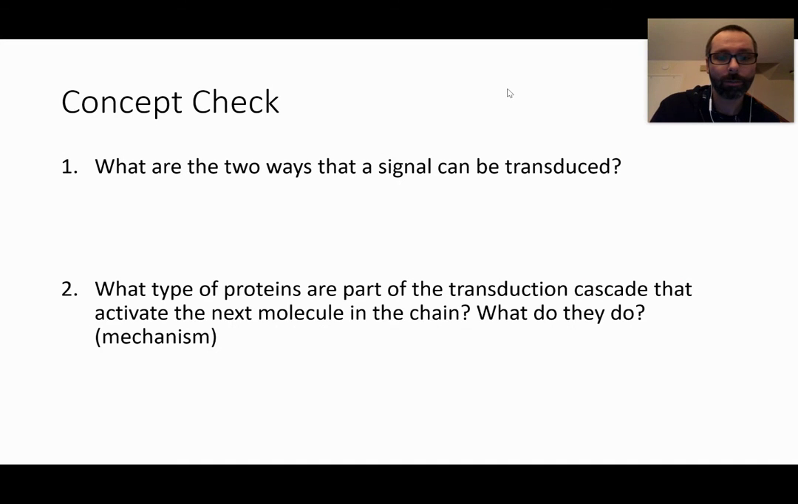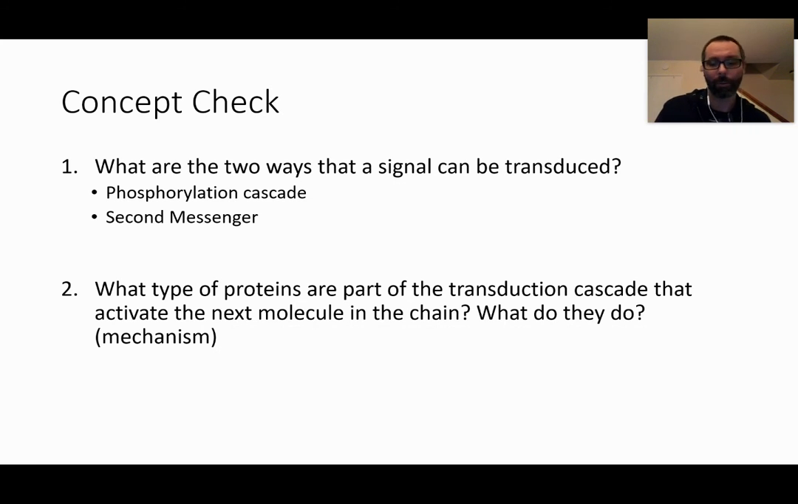So here, what are the two ways? There's two different strategies that can be used to transduce the signal. And then what types of proteins are part of that transduction cascade? Phosphorylation cascade is one way that we can transduce a signal. Second messengers are the other way that we could do that. Remember, second messengers, there's various ones, but cyclic AMP and calcium are the ones that we talked about just now. What types of proteins are part of the transduction cascade?